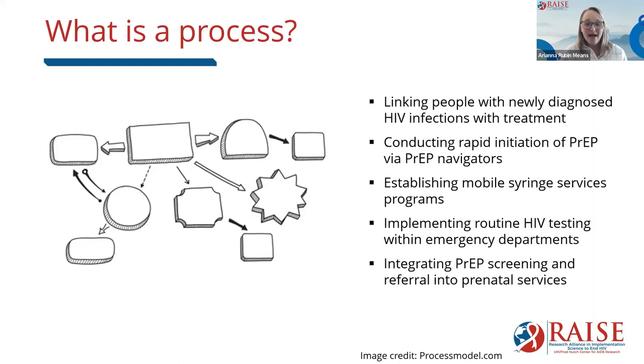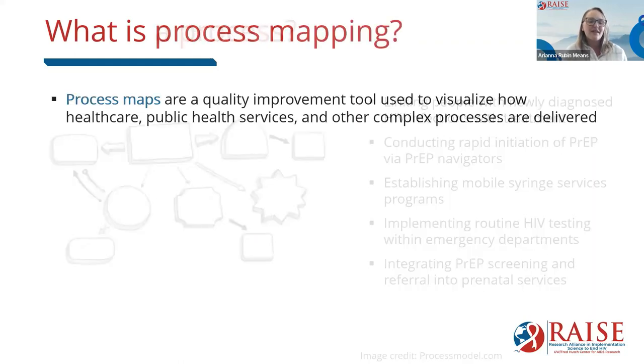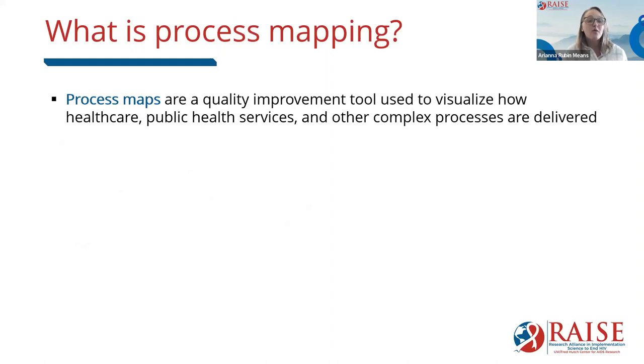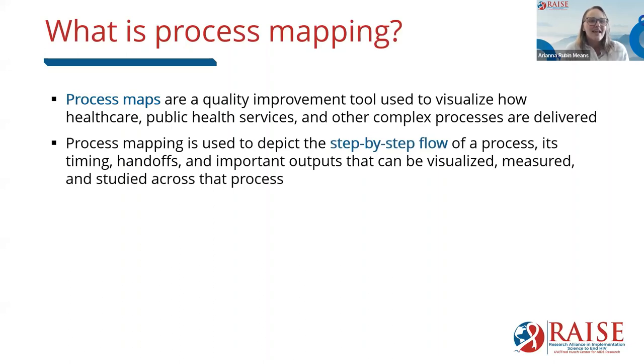So why would we want to actually map processes like these? Well, process maps are a quality improvement tool. They can be used to visualize how healthcare, public health services, and other complex processes are actually delivered. And the goal is really to depict this step-by-step flow. So this sometimes includes recording things like the timing of activities in that process, handoffs that occur during the process, other important outputs that it's helpful to visualize or measure and study across that cascade of process activities.